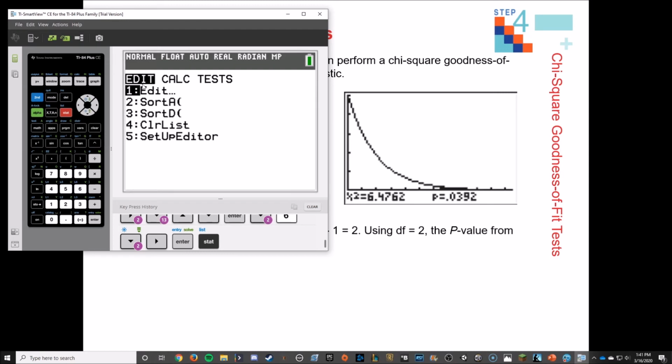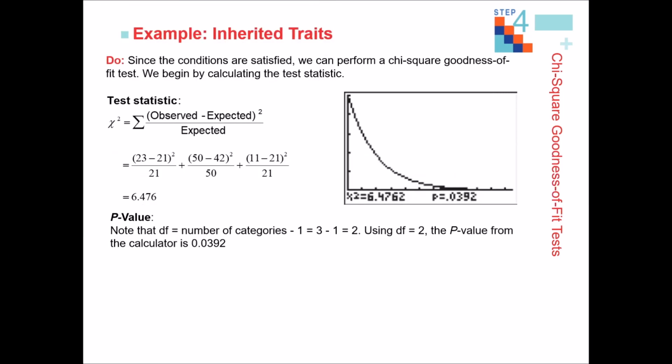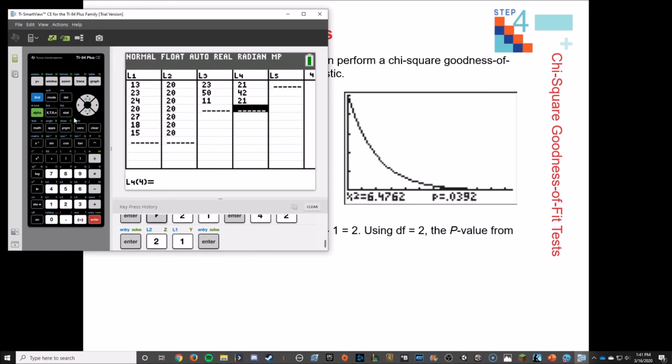We're going to go to stat. We're going to go to edit. And let's just use L3 and L4 for this. So if I remember correctly, 23, 50, and 11 were our observed counts. 21, 42, 21 were our expected counts. And this is in L3 and L4. I'm reminding myself of that so that I can now go do the test.